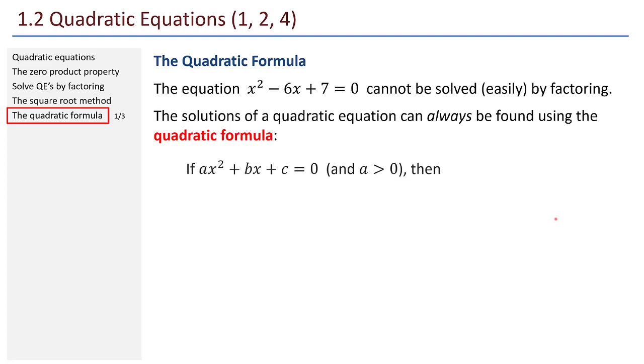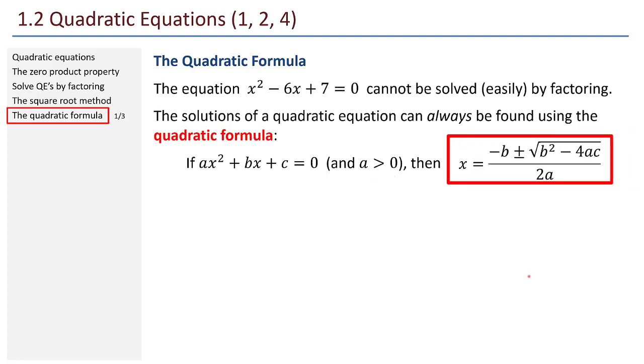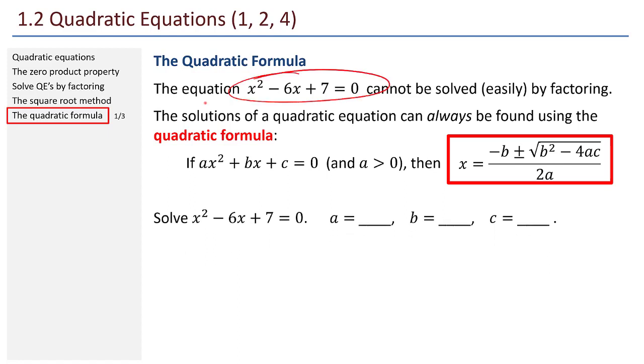Here it is. If ax squared plus bx plus c equals 0 and a is not 0, then x equals negative b plus or minus the square root of b squared minus 4ac all over 2a, the famous quadratic formula. Let's use this formula to find solutions. Let's solve that problem that we had right up on top. X squared minus 6x plus 7 equals 0.